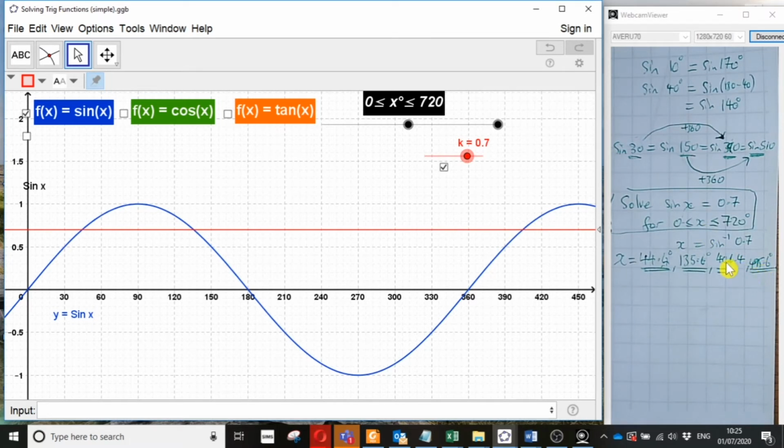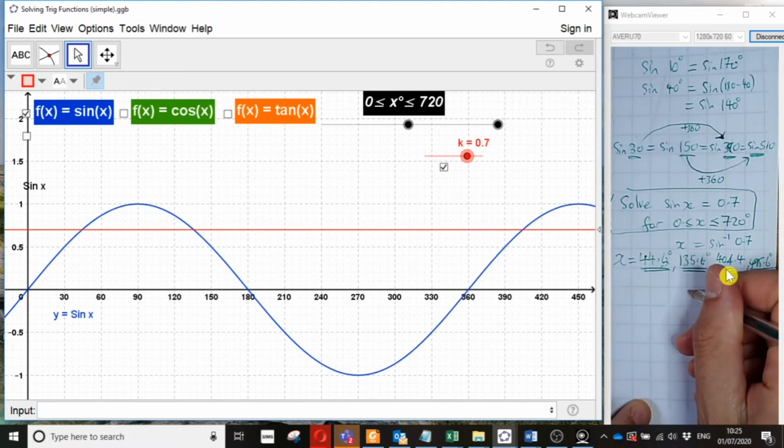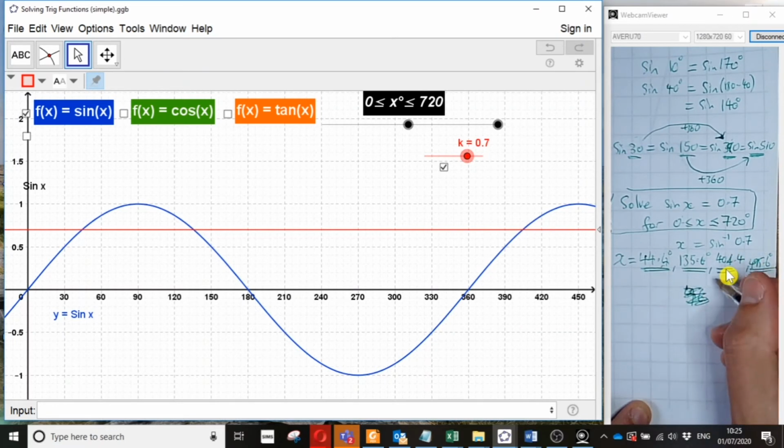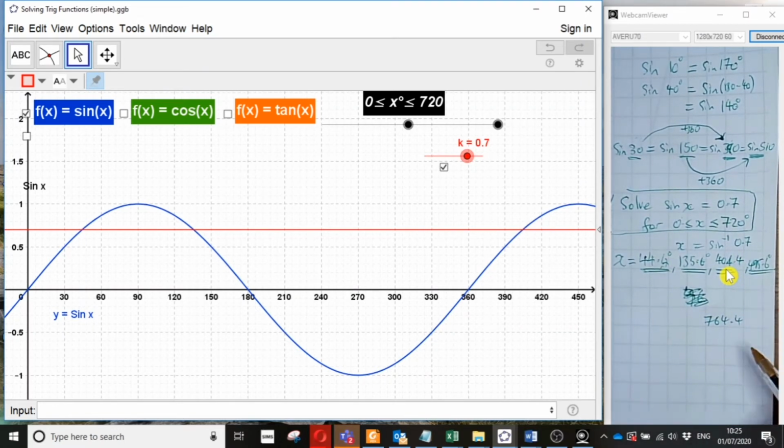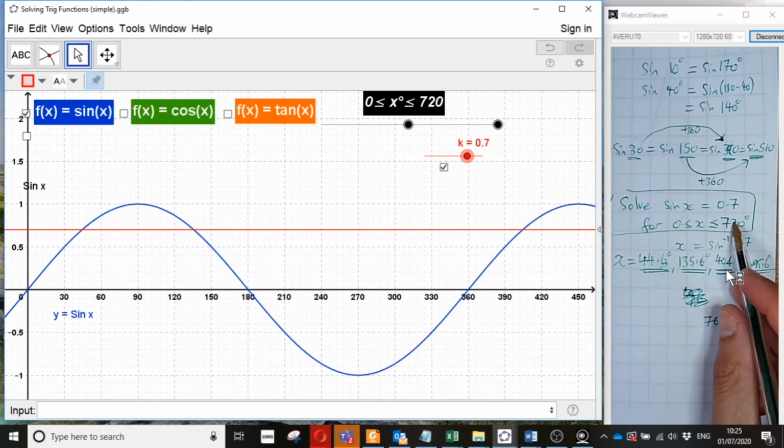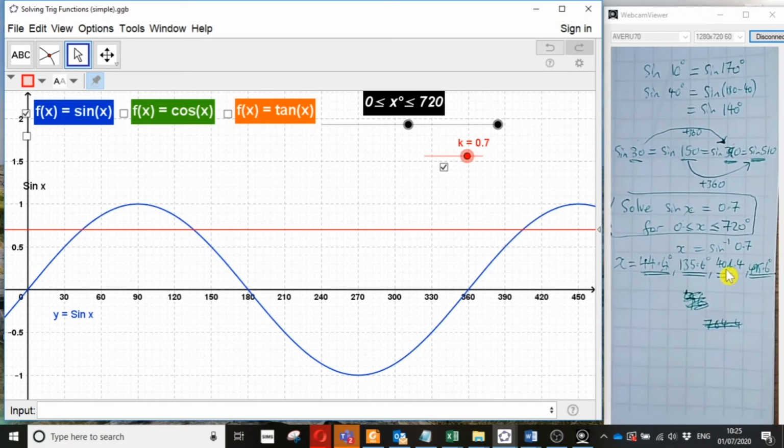You might say to yourself, have we definitely got all the answers between 0 and 720? I'd get the next answers by adding 360 onto these two. Now, if you add 360 onto 404.4, you get 764.4. So the next answer is just outside the range. So I don't need any more answers. There are 4 answers to that question.